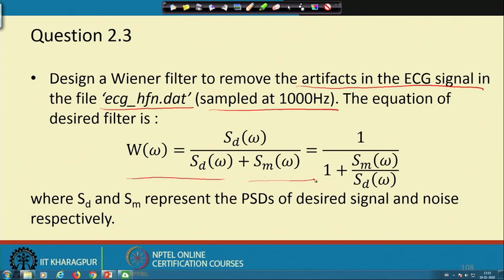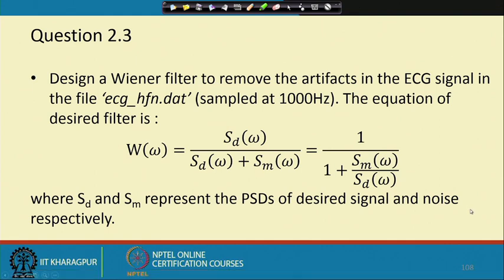It is expressed in the frequency domain, with the help of the PSD of the desired signal and the noise signal. So, first we need to be acquainted with what the desired spectrum and the noise spectrum would be. We need to look at that to design the Wiener filter. The Wiener filter is the optimal filter, so it is a very important filter. Let us move forward to see that.